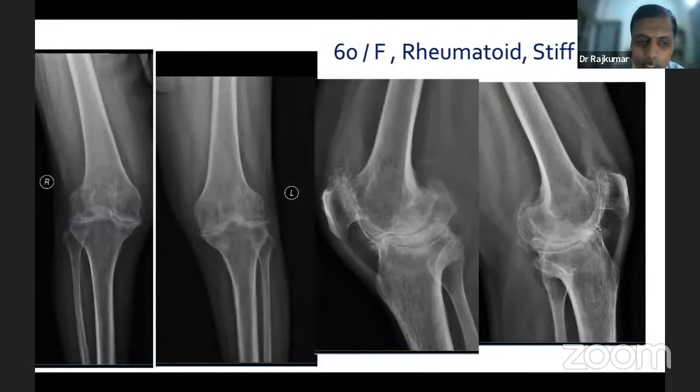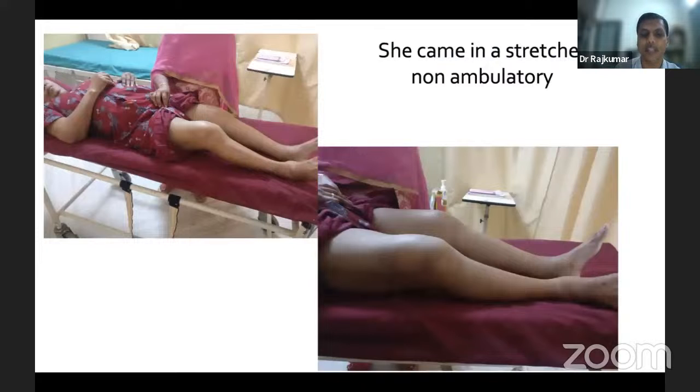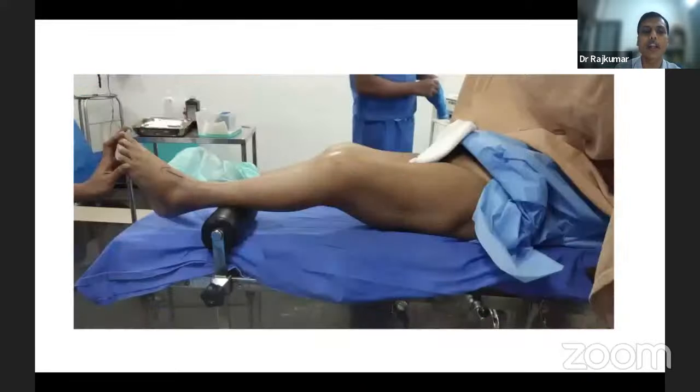So when is the decision to make that you need to change the technique? See, this is a case where rheumatoid, stiff knee, cup and saucer, all potential problems for an avulsion of the patellar tendon and the MCL. So you have to be very careful. So in this case, what is the problem? See, this FFD, stiff knee, and non-ambulatory patient. So definitely bone is going to be soft.